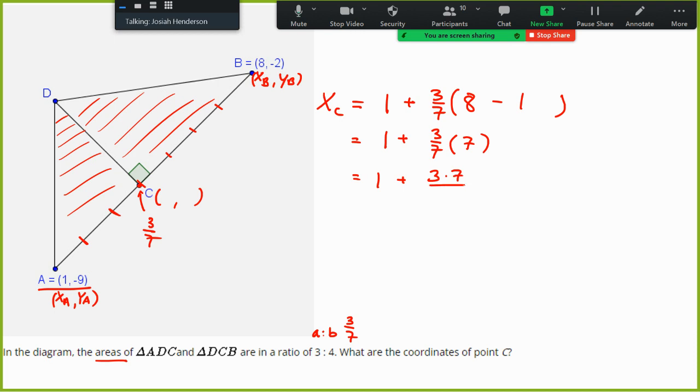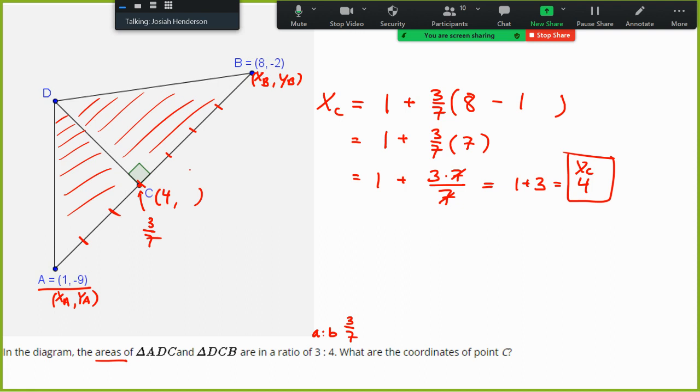Because what's happening? I multiply 7 times 3, but before we multiply that, we can cancel ahead of time if it lines up, and it does here. So those are gone, and now it's 1 plus 3, which is 4. Woohoo! So x of c is 4.